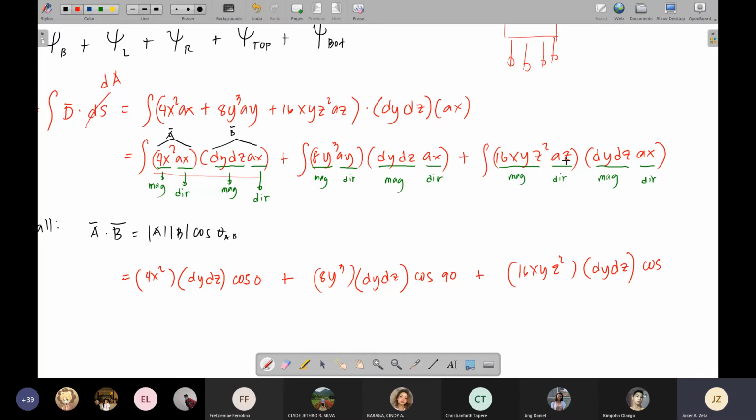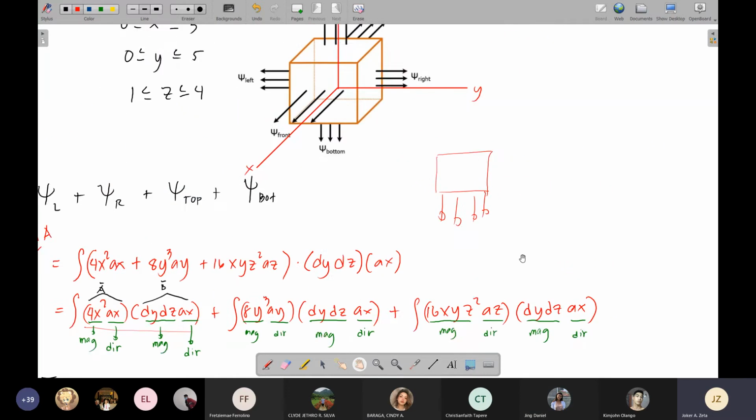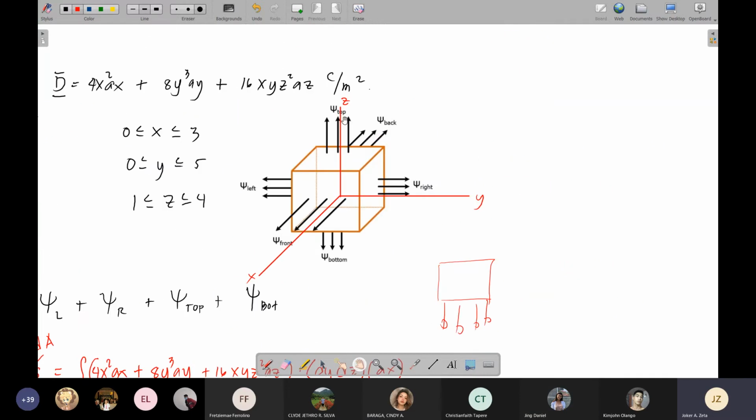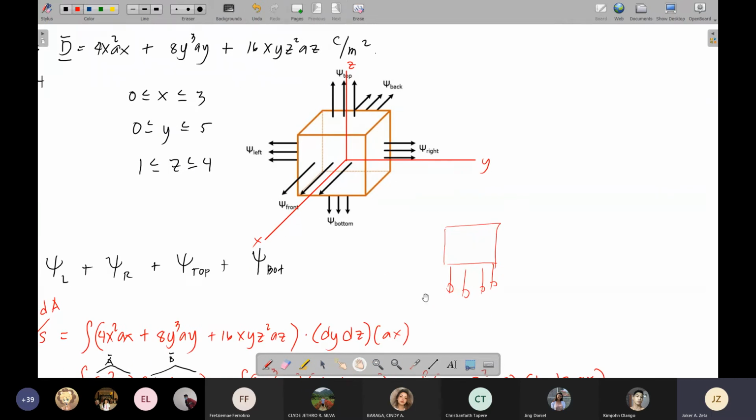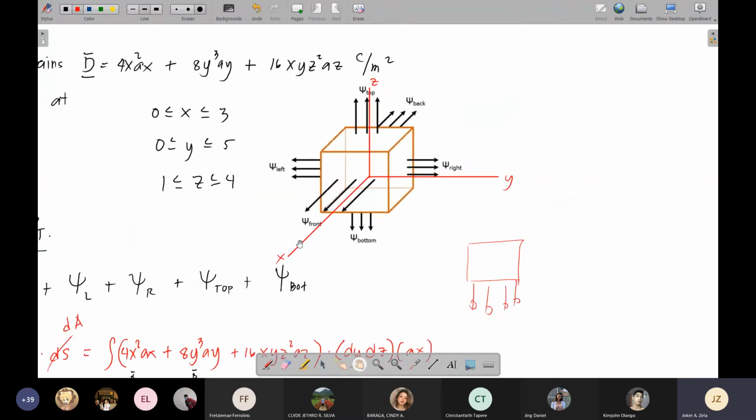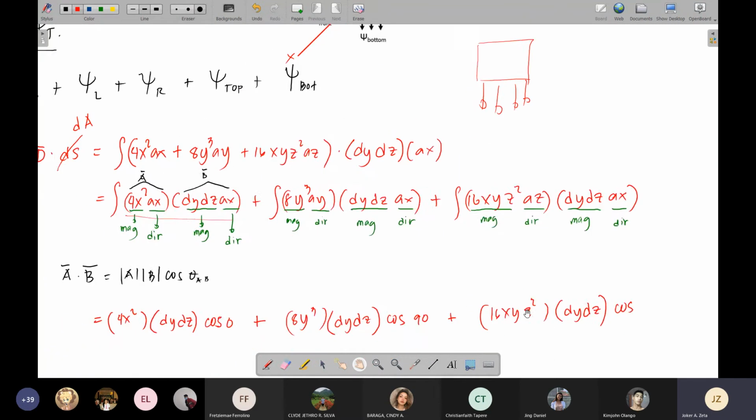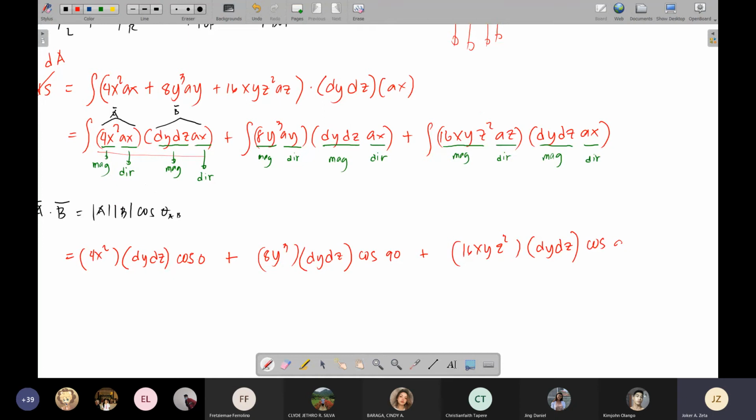This vector's location is on the z-axis, while this vector's location is on the x-axis. What is the angle between the two? 90 again. So why is it 90 again? Recall the form: this is the z-axis and this is the x-axis. Each of them is 90 degrees out of phase with each other. So for this one, it is cosine of 90 again.